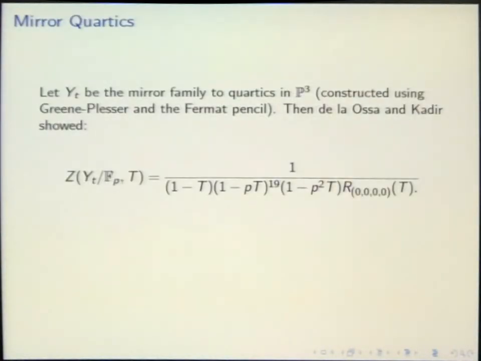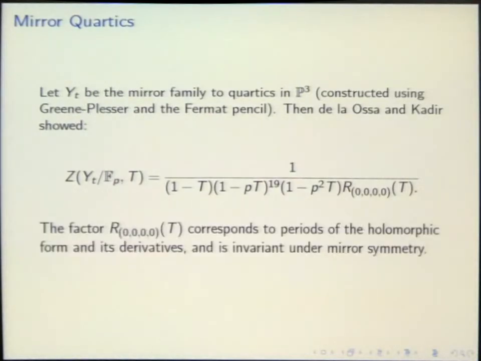And then for the mirror, Zania and Shabnam showed that your zeta function is this. So this is the zeta function for the mirror family. We can see that this factor that corresponded to the periods of the holomorphic form and its derivatives is invariant under mirror symmetry. It appears in both the zeta function of the Fermat quartic and the zeta function of the mirror family, to all quartics in P3. So that's an interesting mirror symmetry fact.